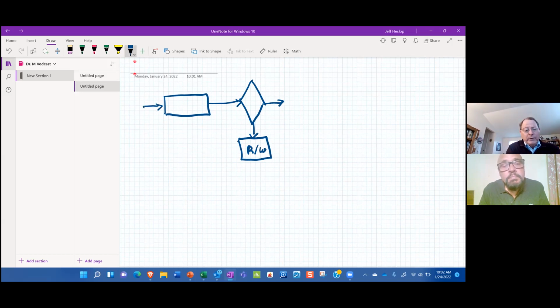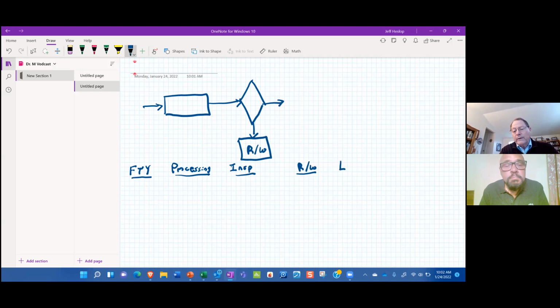So I'm going to create a table here, and in the table, I've got the first time yield. I got the time for processing. This is processing. I got the time for inspection. And I also have the time for rework. Okay. And what I want to calculate here is the lead time. I'm just going to start with that metric.